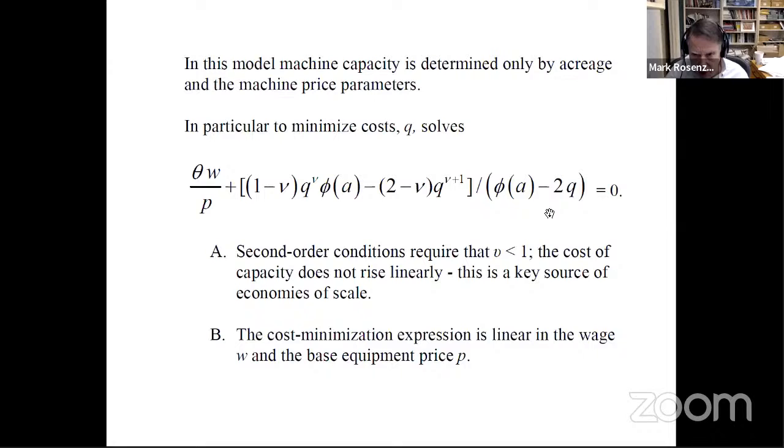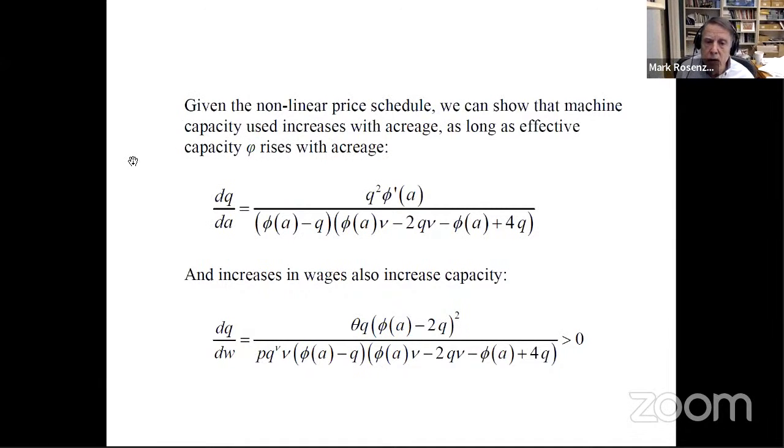And an interesting feature of this, which we're going to exploit later in the empirical work, is that the wage and the base price are additive to the rest of the expression. And second order conditions require that in fact nu be less than 1. Now just from this model, we can obtain these comparative static results, which are fairly obvious: as the scale of operation increases, capacity increases. And as the wage rate that you need to pay to run the machine goes up, you're going to increase capacity, because you're going to cut down hours.